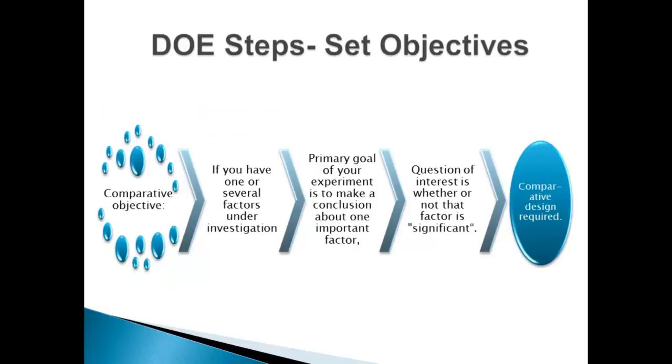So the first objective, as we said, is the comparative objective. Here, the primary goal of the experiment is to make a conclusion about one important factor. So if you have one or several factors under investigation, you just want to make a conclusion about one of them. The question of interest is whether or not the factor is significant. In that case, we need to design a comparative experiment.